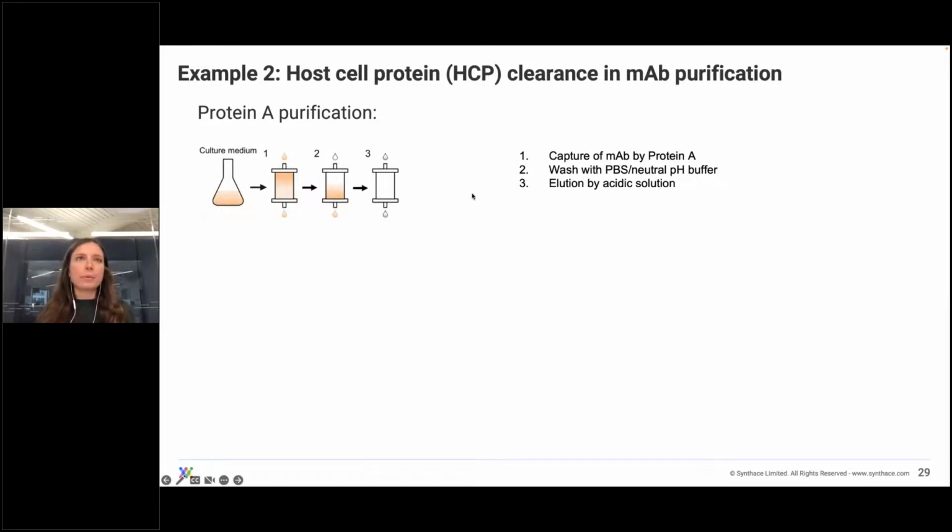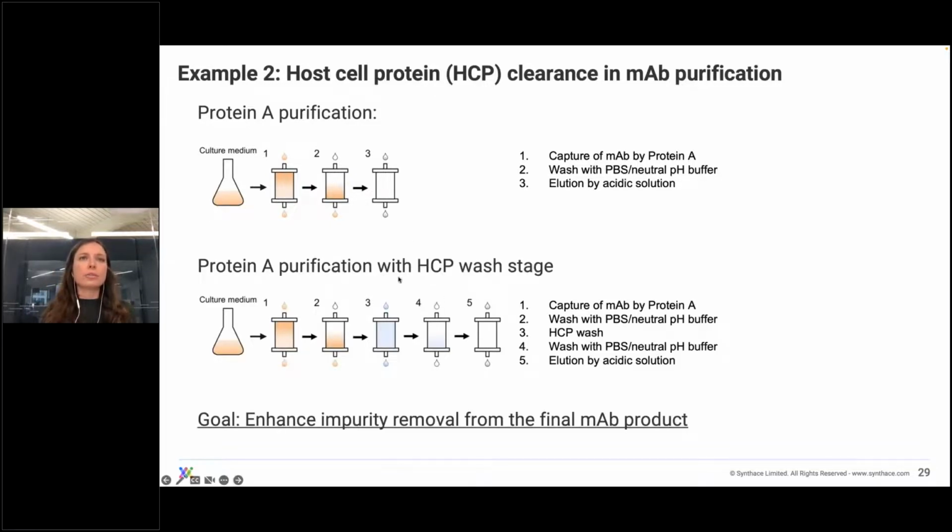However, despite the fact that the yield of this capture step is already pretty high, we are still getting some host cell protein contaminants coming through from this culture medium. And of course, this is very undesirable, as the final product, the monoclonal antibody, is intended for a patient. So we want to minimize any amount of impurity so that we prevent any detrimental side effects in the patient. And so what many people have started doing is to include an additional wash stage specifically aimed at reducing the level of these impurities in the final product.